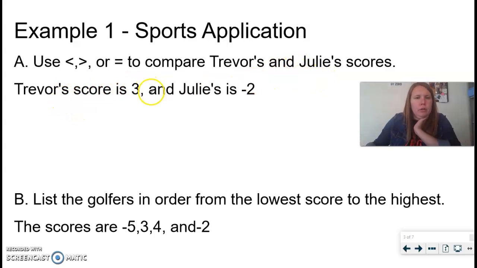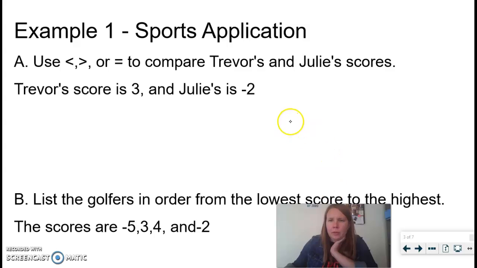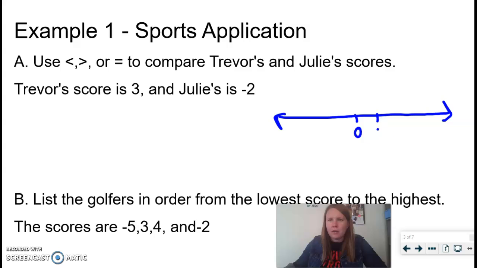So Trevor has a score of 3 and Julie has a score of -2. So if I were to draw out a number line, and I think I'm going to use this number line just as a reference for your other example as well. So let's add in some numbers. I'll maybe put 0 here. Again, your number line can stretch as far or not as far as you want, but I would suggest that having the numbers on here that are representing the problem will be very helpful. I'm not going to go all the way to like 100 or something, but you could if you wanted to sit there and take a lot of time to do it.